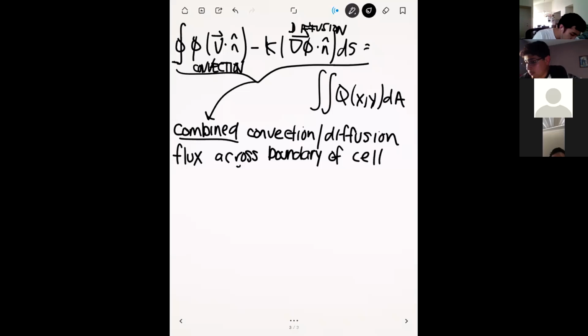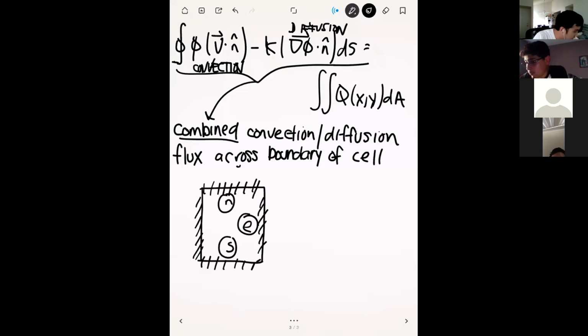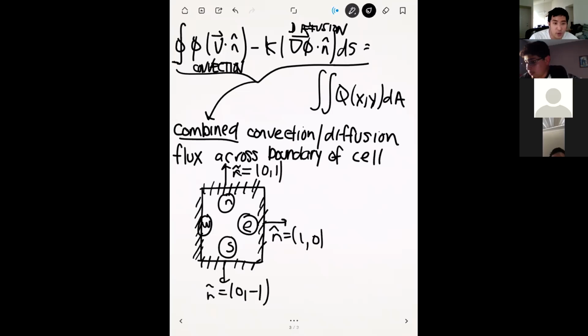Okay, so let's draw our typical cell. Our typical cell looks like this. Let's label the faces according to their compass directions: N for the north face, E for the east face, S for the south face, and W for the west face. And since we need the normal vectors, let's put those in. The normal vector on the east face is (1, 0). On the north face, it's (0, 1). On the south face, it's (0, -1). And on the west face, it's (-1, 0).